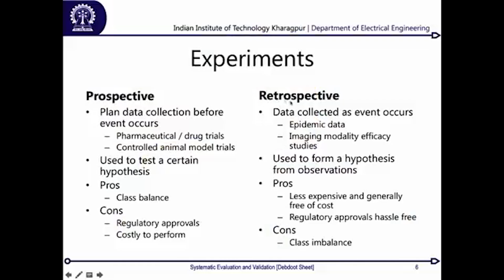But obviously this is the basis for doing pharmaceutical trials and how new drugs come into testing and then eventually into market. The next one is a retrospective study, and this is when the data is collected as the event occurs. One common example is epidemic data. There is an epidemic breakout of something, and the health officers are constantly recording that data. They are not planning as to when the epidemic is going to occur, but as it occurred, as there was a surge in the disease, the data is just kept on being collected.